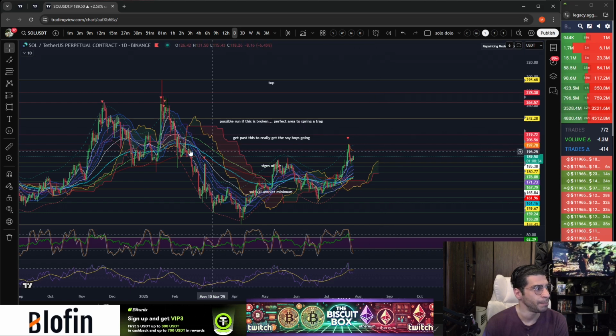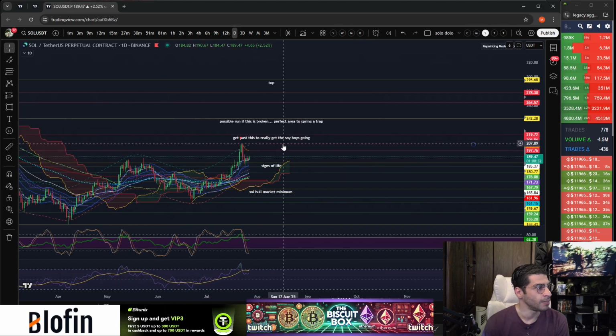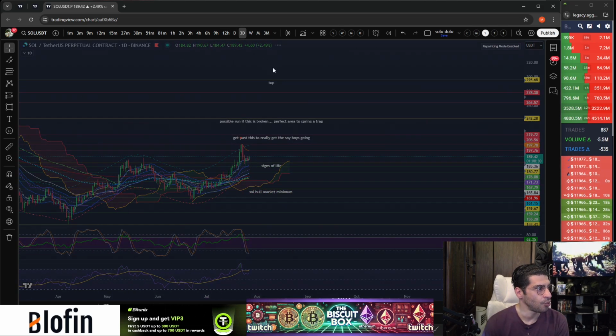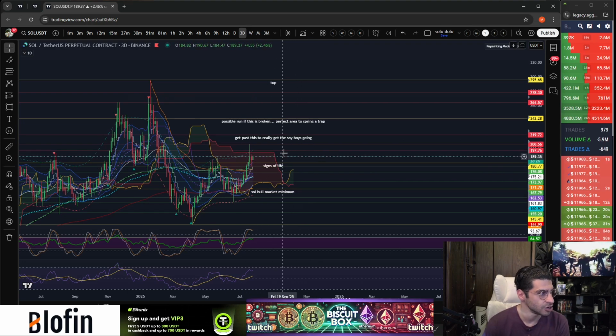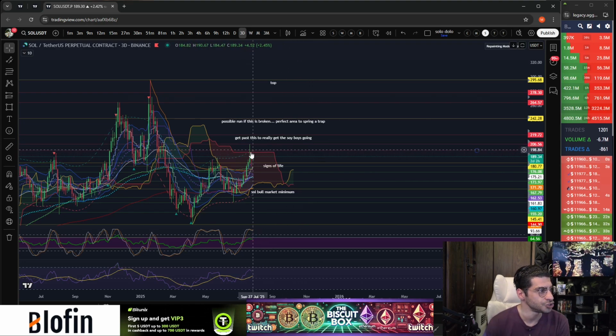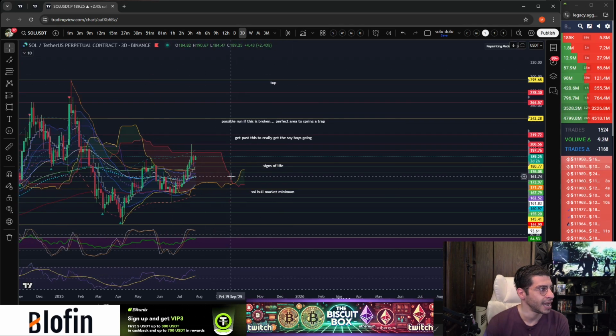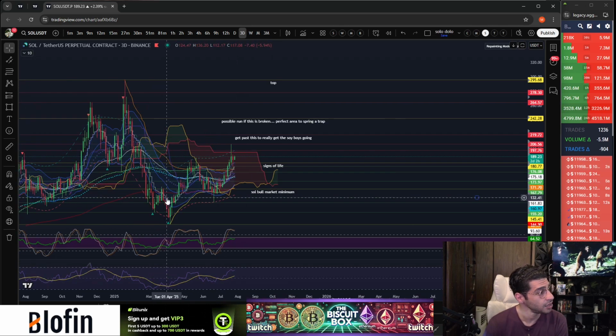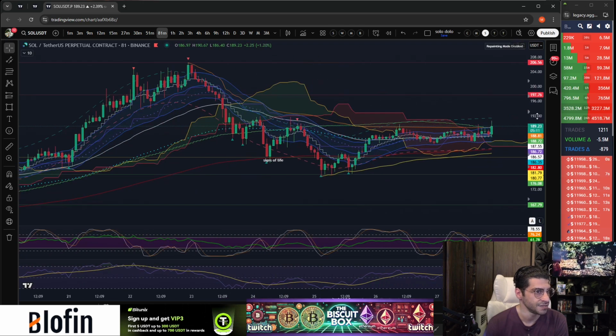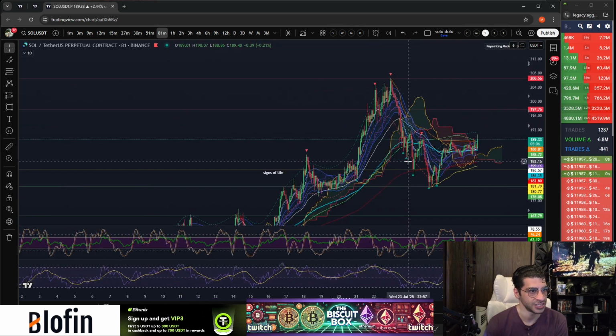Where do we need to break above? Where are my Watsons resting on? Are the Watsons getting weaker? Are the Watsons curving up? Do we have a potential to break out if we do break above this? So all of that stuff goes into account. And right now, the way Solana looks, it's not looking bad. It's not looking that good either, but it is above signs of life. It is above 176, so that is good.